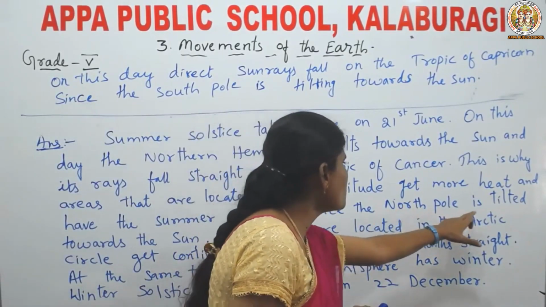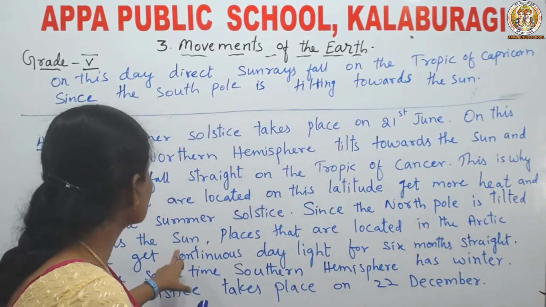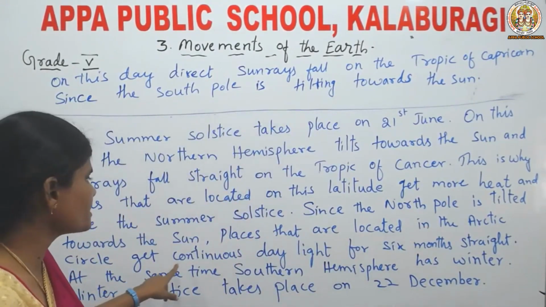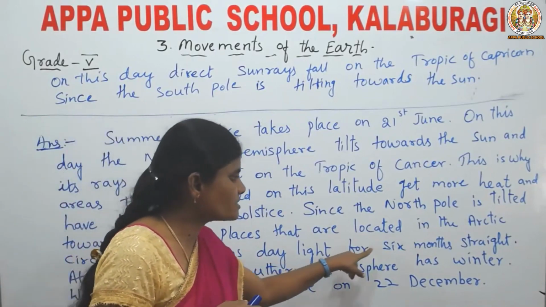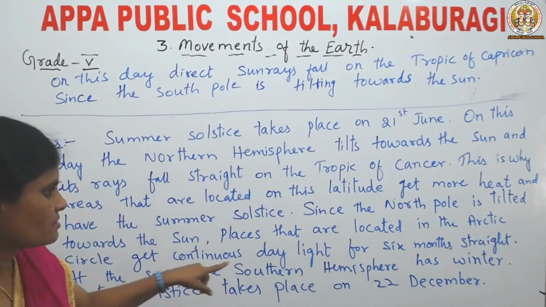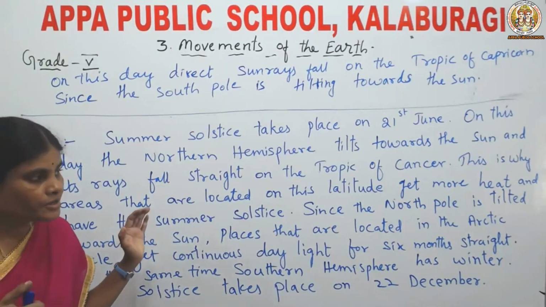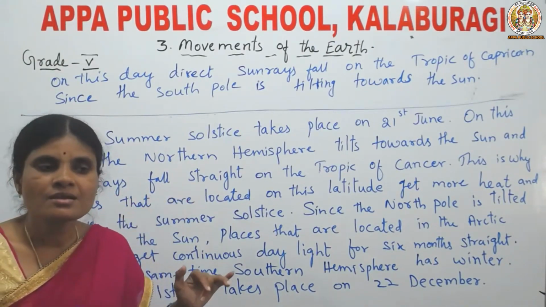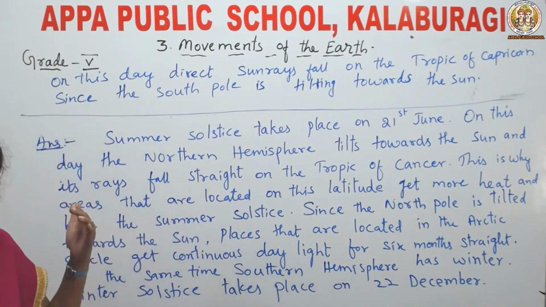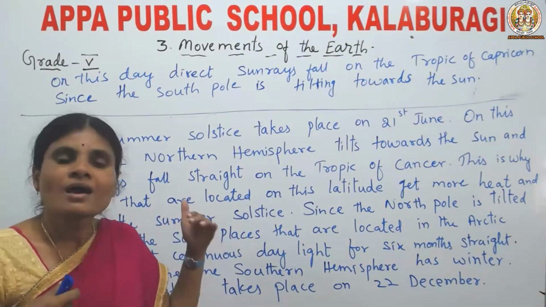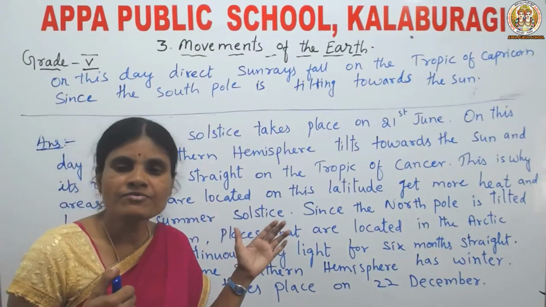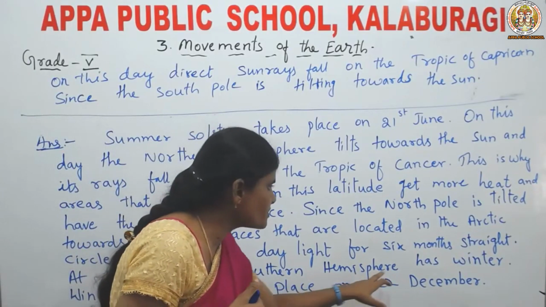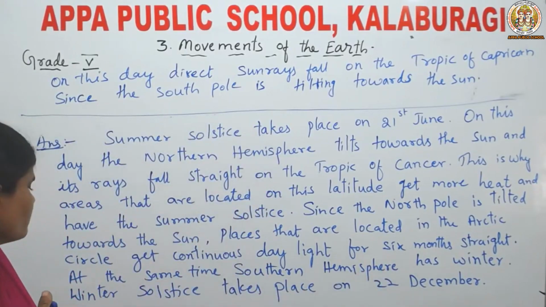Since the North Pole is tilted towards the sun, places that are located in the Arctic Circle get continuous daylight for 6 months straight. Due to that, the areas beyond the Arctic Circle have continuous daylight for 6 months. At the same time, the southern hemisphere has winter.